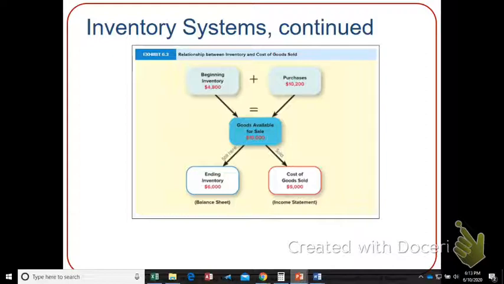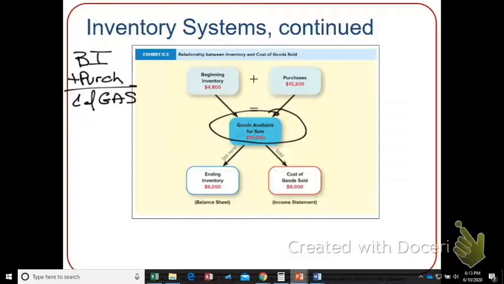Now, this page shows it to you in a graph form. The way that I would typically write it is I would say beginning inventory plus purchases gives you, and I always abbreviate this, cost of goods available for sale, which is that number right there. Beginning inventory plus purchases up here gives you cost of goods available for sale. Then subtract, and you can subtract either one. You could subtract cost of goods sold or ending inventory. It doesn't matter. Cost of goods sold gives you ending inventory.